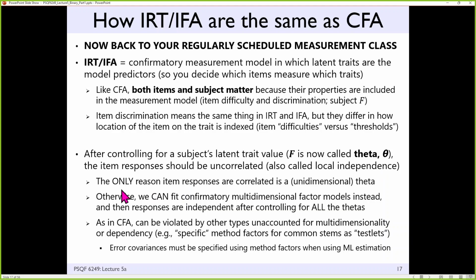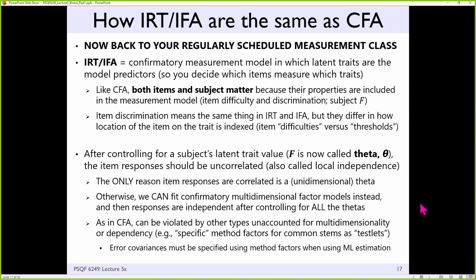We can still say that the only reason item responses are correlated is supposed to be a theta. However, you don't have to have only unidimensional models. IRT does not assume unidimensionality. It does if you fit a single factor model, but you don't have to. If you think there's 2 traits that underlie your item responses, fit 2 traits. If you think there's 3, put 3 in. So then we would change the assumption to be independent after controlling for all the thetas that are predicting your responses. As in CFA, this can go awry if you have reasons for multidimensionality that are not captured by your factors or your thetas, such as specific factors for test slits.